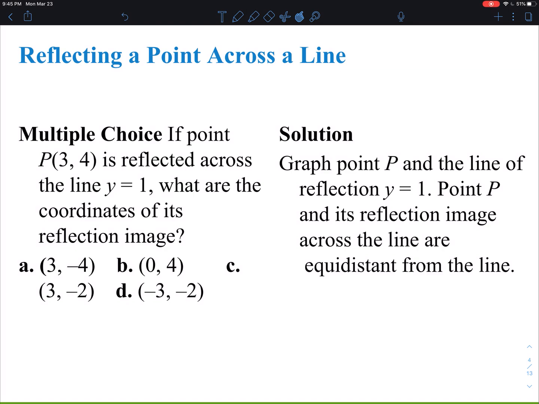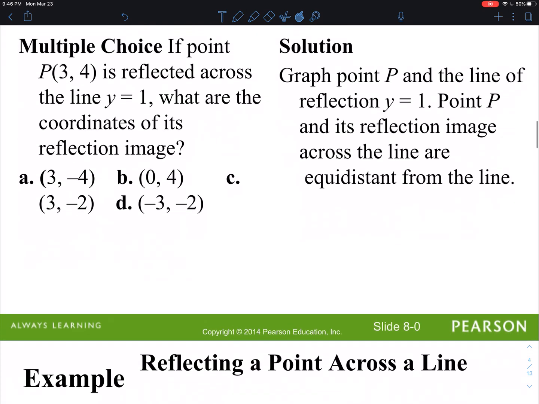And solution says that we're going to have to draw it out, right? Like I said, always, when in doubt, draw it out. So you're going to graph point P, and you're going to graph the line y = 1. That's a horizontal line at y = 1. Point P and its reflection image across the line are equidistant from the line. Okay.